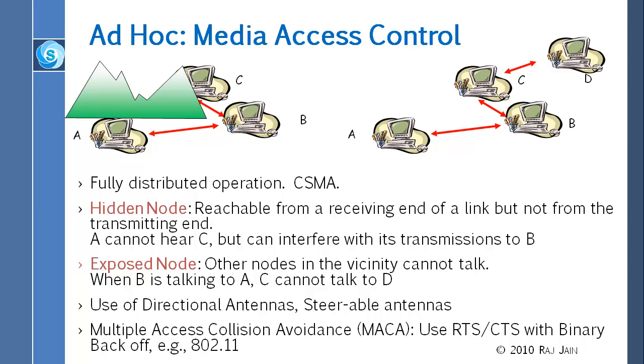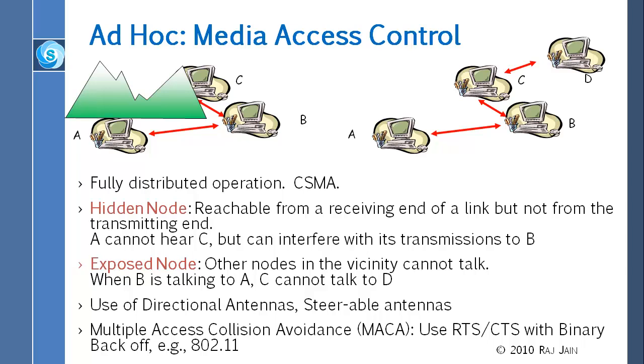And then there is a problem of hidden node. Hidden node means that B, as shown on the left side of the picture, can actually hear A and C, but A and C cannot hear each other. So they might transmit at the same time to B, and they might collide at B. So B cannot really hear either of them, but both of them think that the media is totally clear.